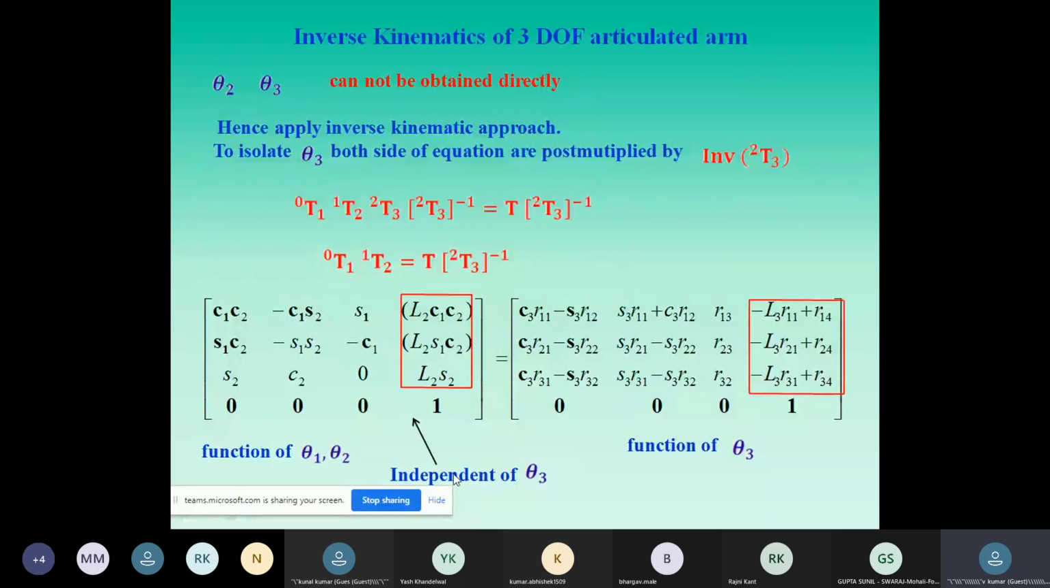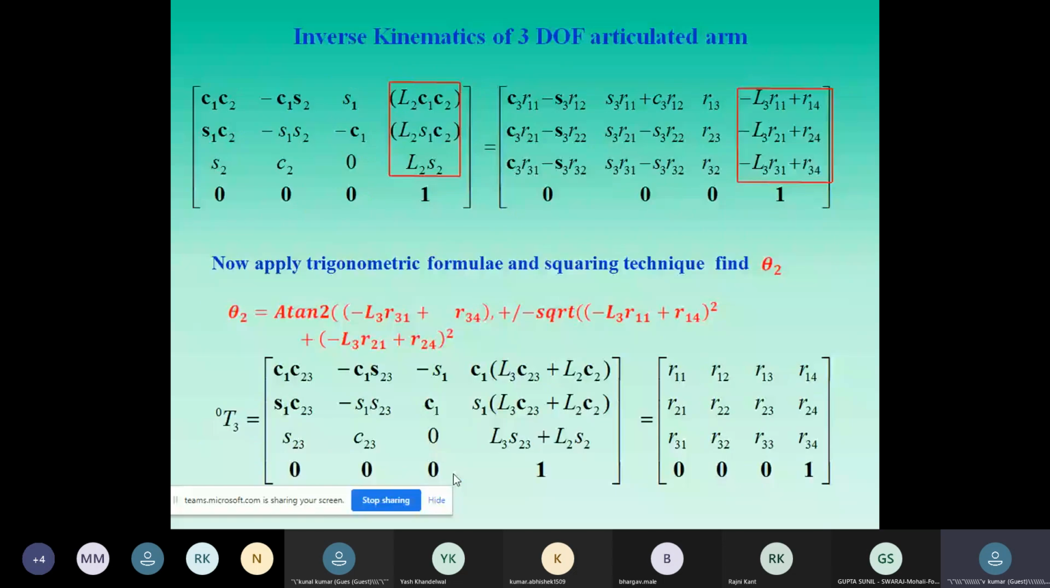So now in the same way we apply it. Again we get some equations. From those equations we again find some variables, and then equate them and find the solution. Here we see C1 and C2 is equal to the right side, row 1 column 4, the position vector.